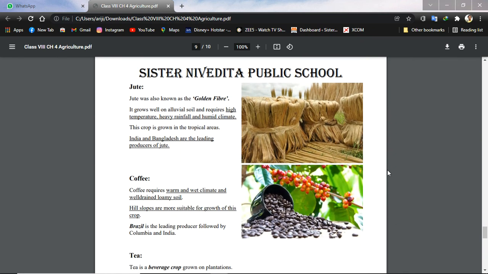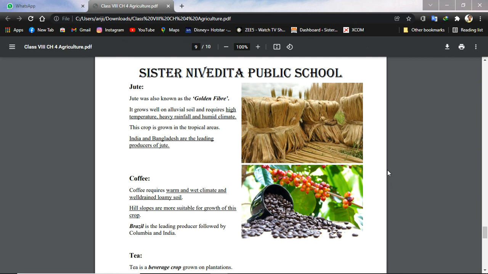Then jute is also known as the golden fiber. Remember this term, golden fiber. For the processing of jute, we need high temperature, heavy rainfall and humid climate. In the past and nowadays also, West Bengal and Bangladesh are the leading producers of jute. Beside the Ganga River all the jute is processed, and the first jute factory was made in West Bengal, at Rishra, beside the Ganga River. So India and Bangladesh are the leading producers of jute.